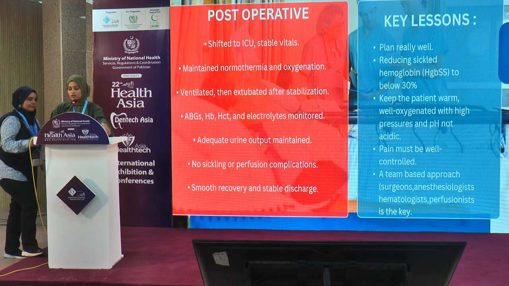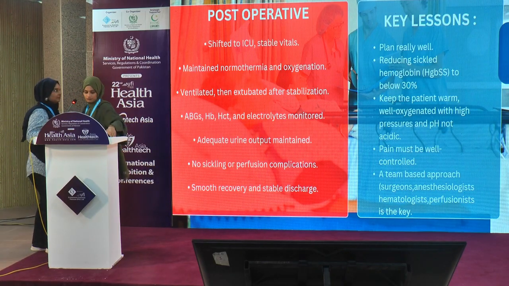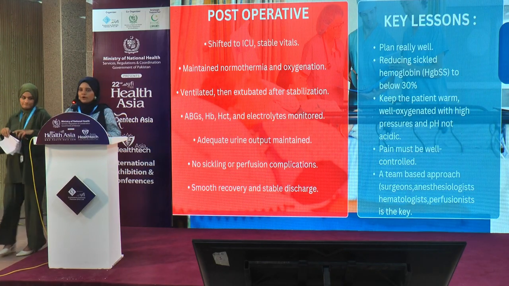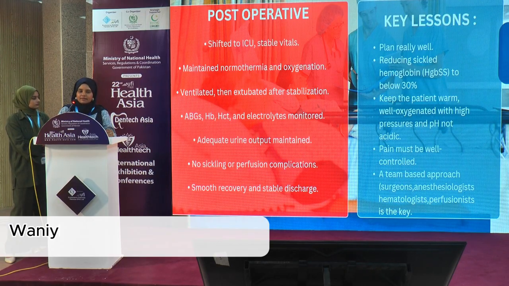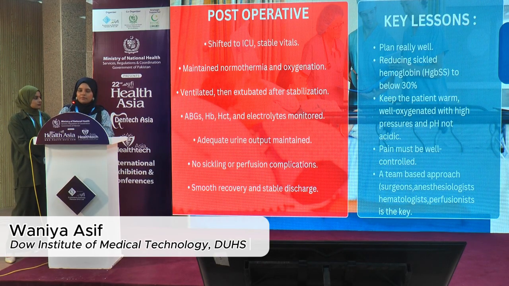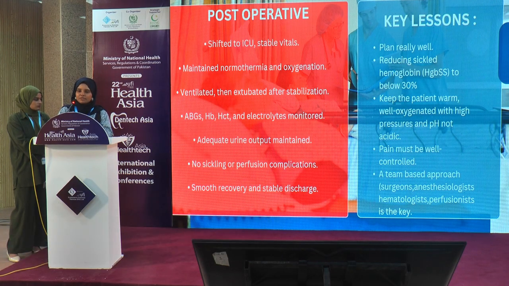Thank you. Now I'd like to call Vania for further discussion. So what have we learned from this case? You have to plan really well. Reducing sickle hemoglobin below 30% is very important. Keep the patient warm, well oxygenated with high pressure, and pH must not be acidic. Pain must be well controlled, and a team-based approach of surgeons, hematologists, perfusionists, and anesthesiologists is the key.